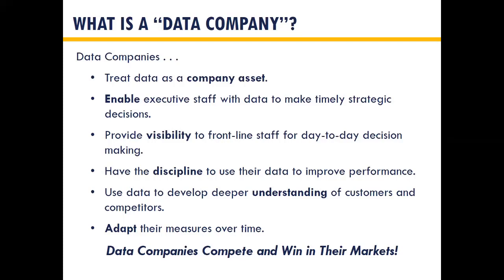The last one on here is that data companies adapt their measures over time. One of the things that we found in our use of this is we have some very specific measures that tell us how the business is performing. But the reality is that you get good at a few of those things, and it's time to move on to the next one. In my opinion, for our business, we're right in the middle of that cycle right now. We've got a few measures. We're pretty good at them. We've kind of gotten what we're going to get out of that measure. It's probably time to move on to the next one.